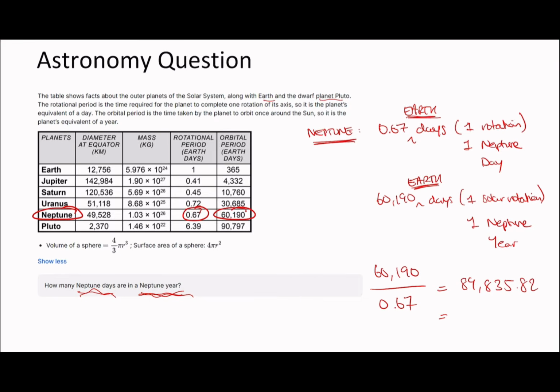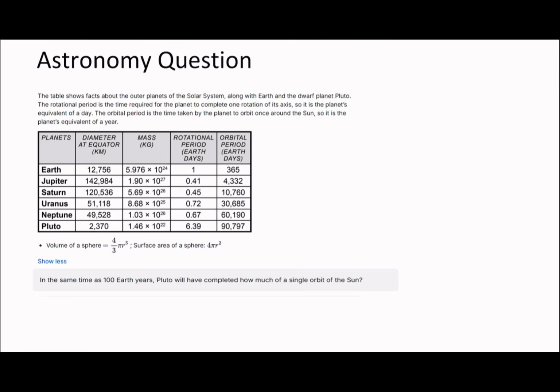Okay, so that's the answer. So it's going to become 89,836 days, let's say. Not necessarily too complex, it's just about working through it in a logical manner. Okay, on to the next one.